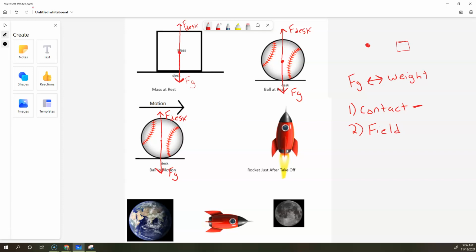Then there's something called a field force. A field force does not require there to be contact with the object. The easiest example right now is the force due to gravity. Gravitational forces are field forces. When you take an object and you drop it and it starts accelerating towards the Earth, that is happening even though it is not touching the Earth. It's in the air, it's not touching the Earth, and yet the Earth is pulling down on it with a force.